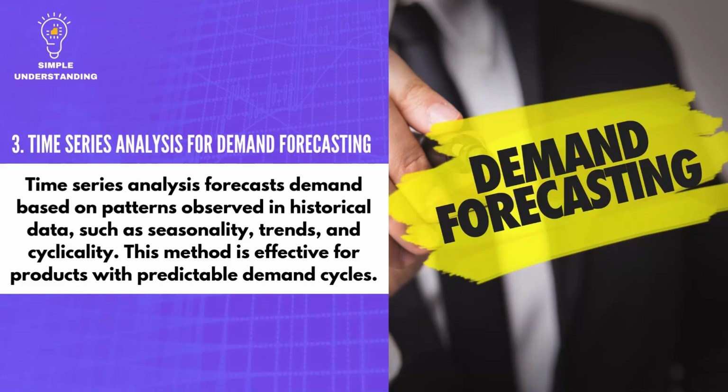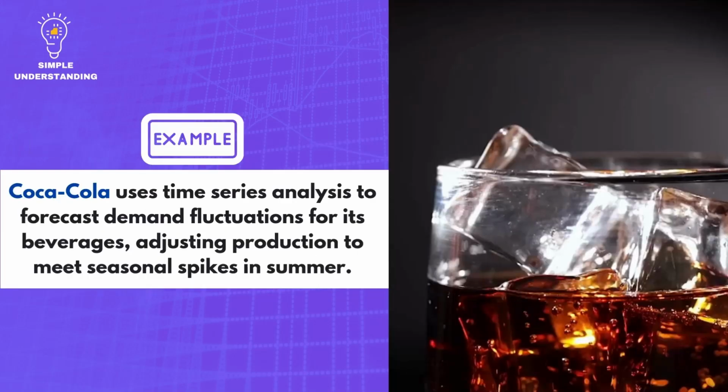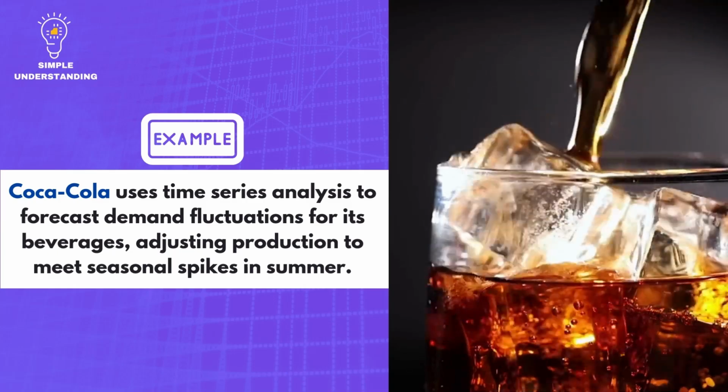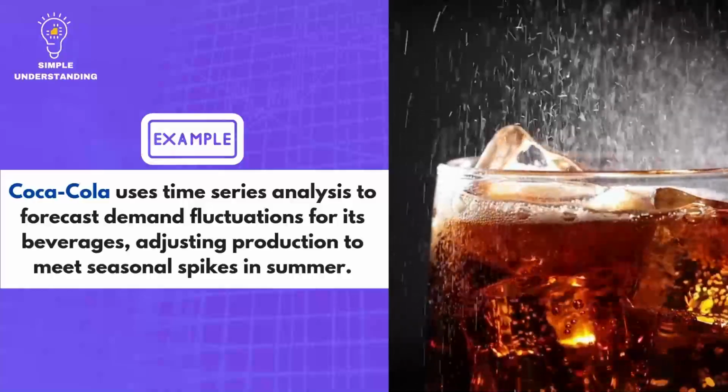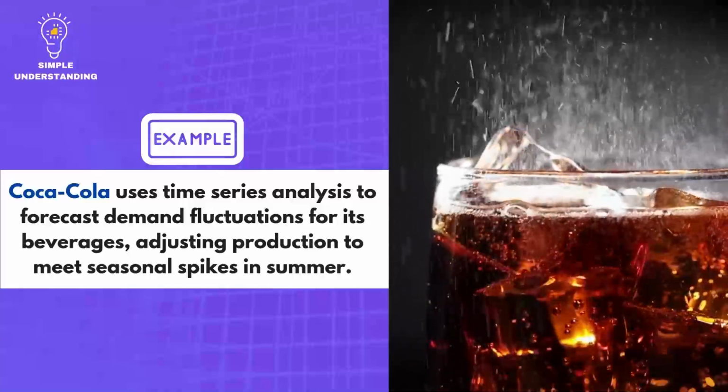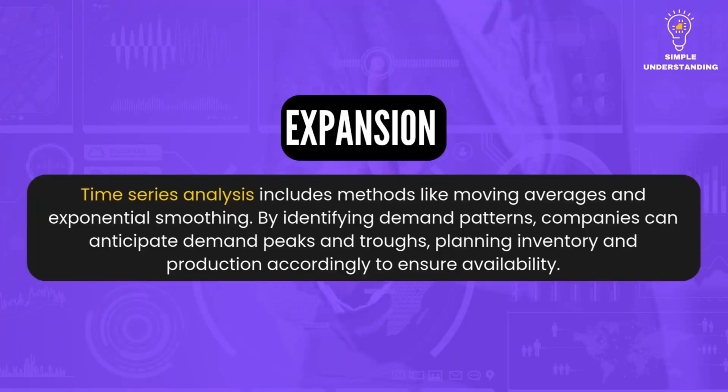3. Time series analysis for demand forecasting. Explanation. Time series analysis forecasts demand based on patterns observed in historical data, such as seasonality, trends, and cyclicality. This method is effective for products with predictable demand cycles. Real company example. Coca-Cola uses time series analysis to forecast demand fluctuations for its beverages, adjusting production to meet seasonal spikes in summer. Expansion. Time series analysis includes methods like moving averages and exponential smoothing.